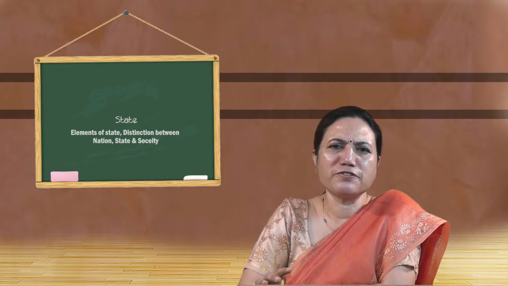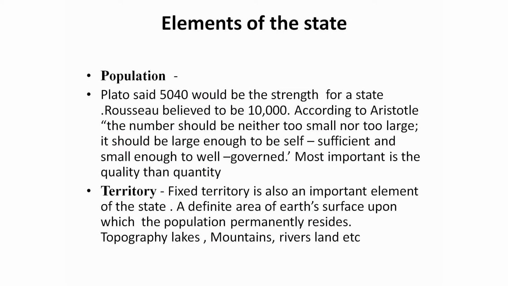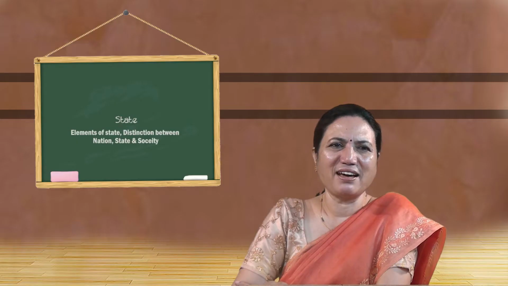Coming to the elements of state, as I said, there are four essential elements of state. The first one is population, where Plato said 5040 would be the strength for a state, and Rousseau believed it to be 10,000. But Aristotle said the number should be neither too small nor too large. It should be large enough to be self-sufficient and small enough to be well governed. And most important is the quality rather than the quantity.